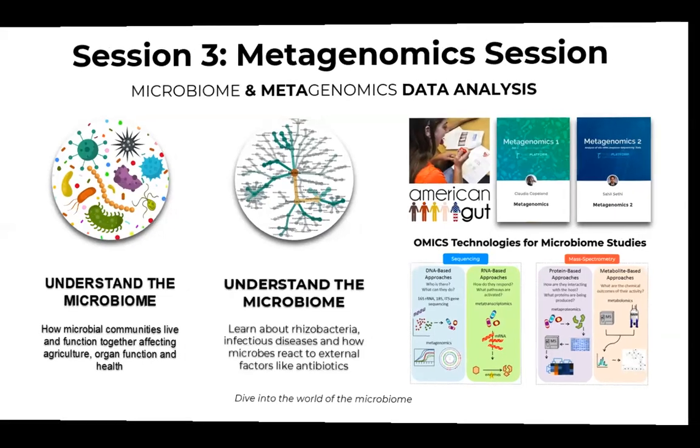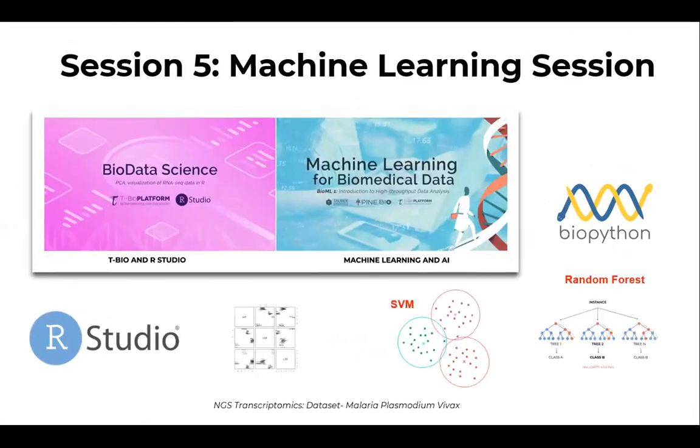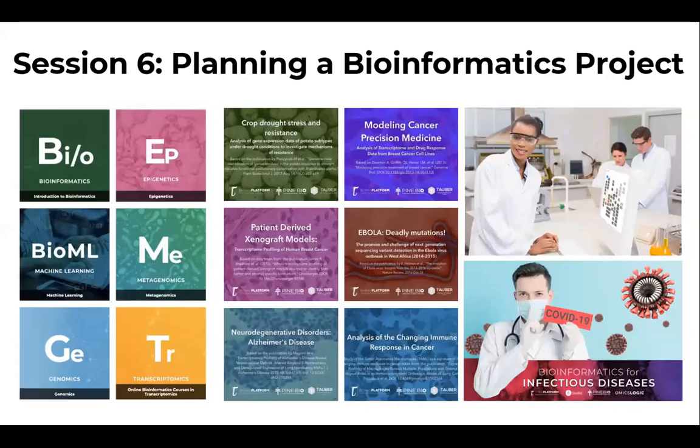During that section, we will equally take a look at multiple sequence alignment and phylogenetic analysis. That will be during session 4. And in session 5, we'll be taking machine learning. All of these are meant to serve as introductory pieces to guide participants on this journey into bioinformatics. And session 6, like I mentioned earlier, will be on planning a bioinformatics project. So I look forward to having us all come on board and join the program.